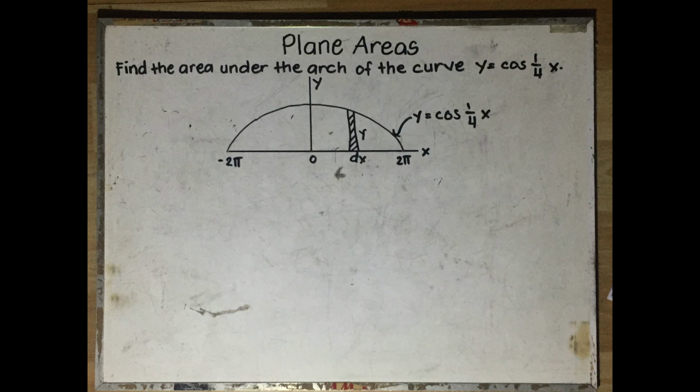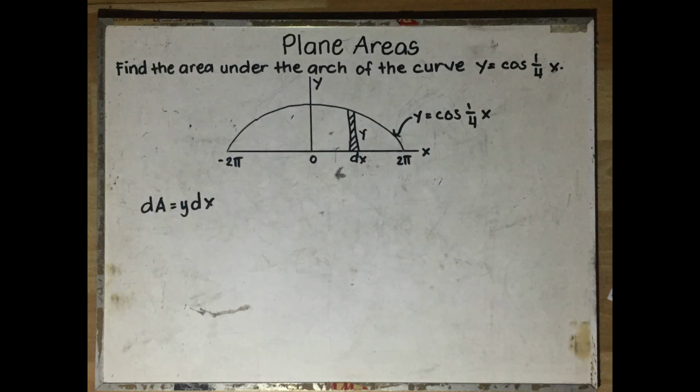To make our solution easier, notice that the curve's midpoint is exactly at the y-axis, making the left and right side of the curve symmetrical to each other. Instead of using negative 2 pi and 2 pi as our boundaries, we are going to use 0 and either of the two ends as the boundaries to make our computation simpler. So the derivation of the area under the curve is equal to y times dx. Notice that we are actually looking for the area of our rectangular strip.